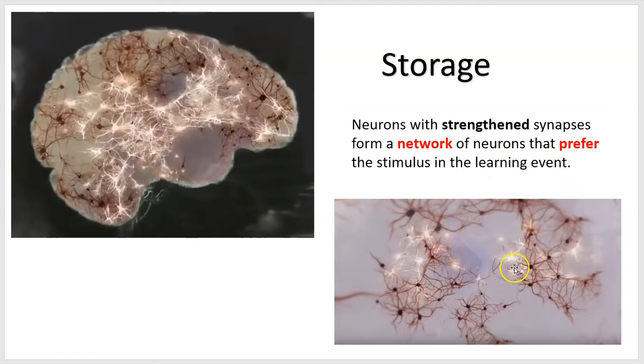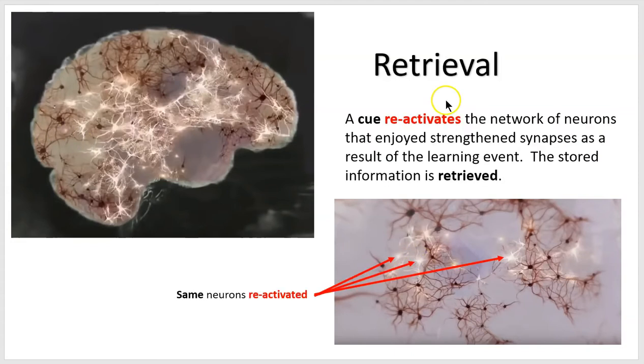So again, when we learn something and we get a set of neurons that respond, and some of them are going to form a memory trace of that event, those neurons that all responded form a kind of network that represents the learned information. The final step then is retrieval. A cue reactivates the network of neurons that enjoyed strengthened synapses as a result of the learning event. The stored information is retrieved.